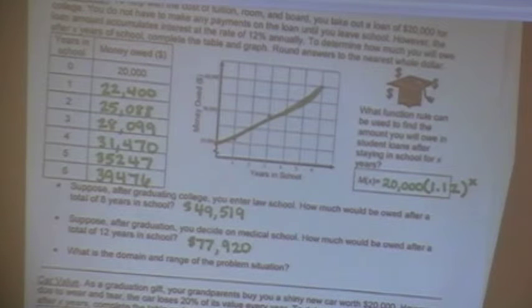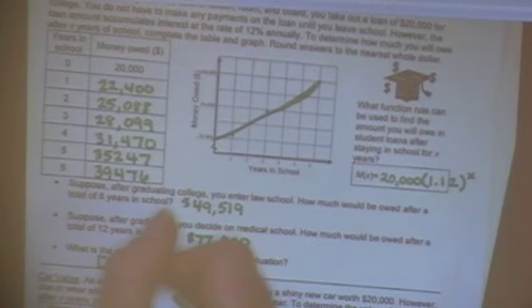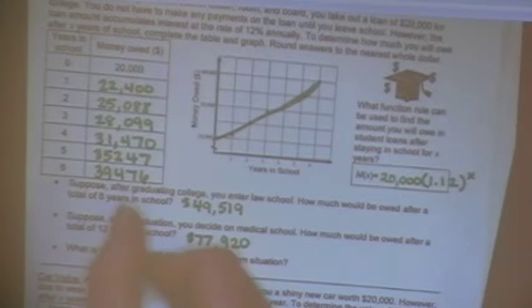Okay, so now, what is the domain and range of the problem situation? So my domain is years. So my domain would be 0 to, I guess, infinity. I mean, you could just take forever to pay this thing off.